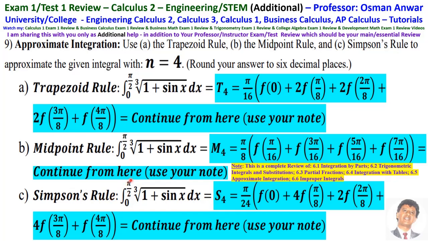Simpson's rule, it is delta x over 3. Delta x is pi over 8 over 3, which is pi over 24. Then you do what we did in trapezoid. You evaluate f of 0, f of pi over 8, f of 2 pi over 8, f of 3 pi over 8, f of 4 pi over 8, except here you multiply by 4 here, by 2 here, by 4, and you add all these points and multiply them by pi over 24, and that's your answer.